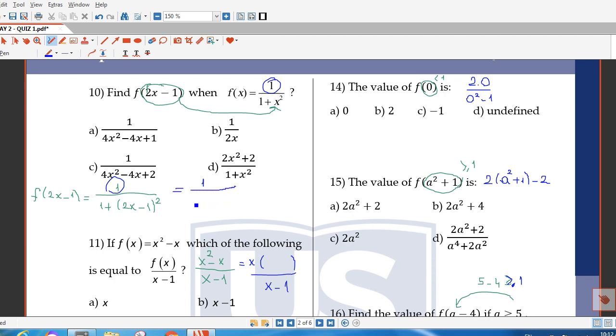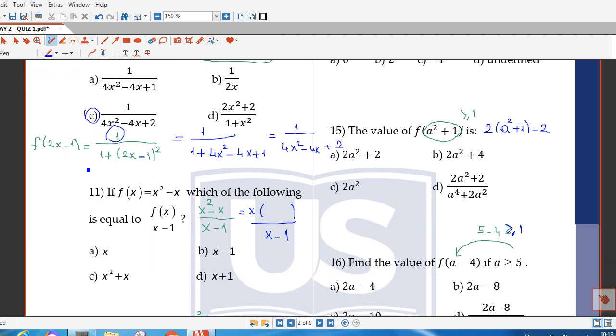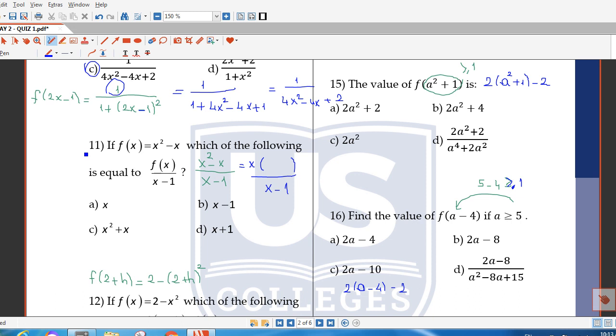Numerator is 1, denominator is 1, and I have to expand this: square of first term, minus, there is a minus sign, product of first and second and 2 will be 4x, plus 1. And the last step is 1 over 4x to the power of 2 minus 4x plus 1 and plus 1, plus 2. Answer is C.